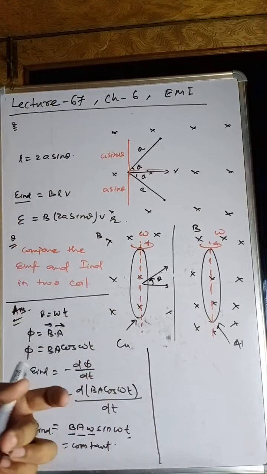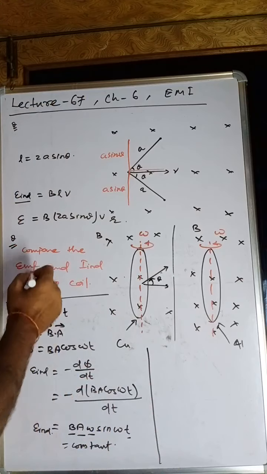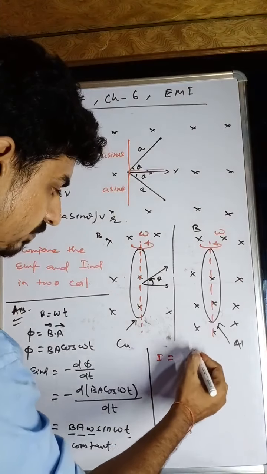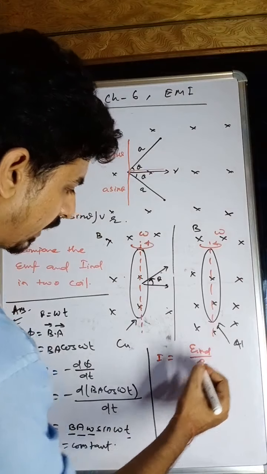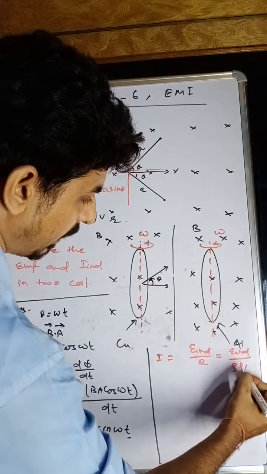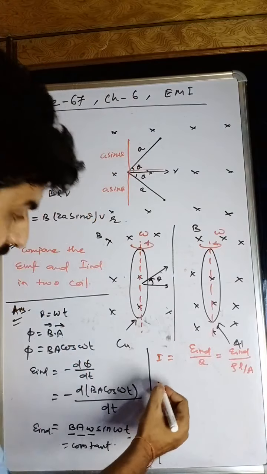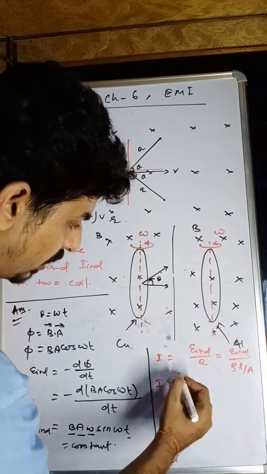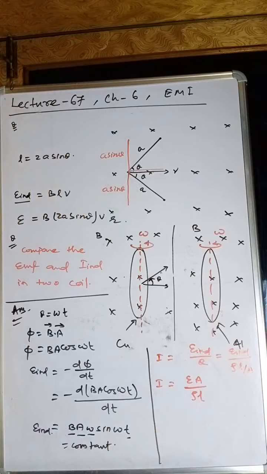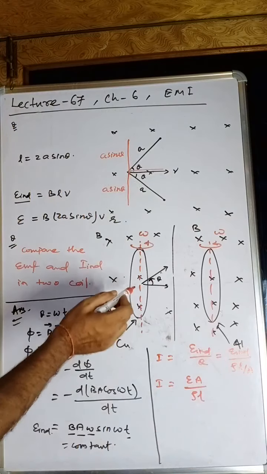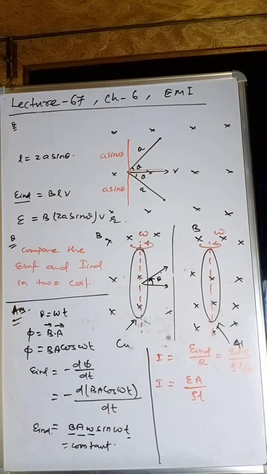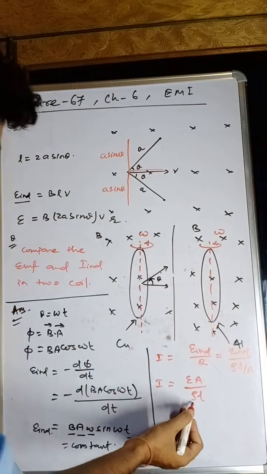It is the current. We have calculated the EMF induced, now the current. The current is E induced by R, and R is rho L by A. Could you write that? Yes. So I is equal to E A induced divided by rho L. The length of this particular wire and this one is the same, but the resistivity will change.